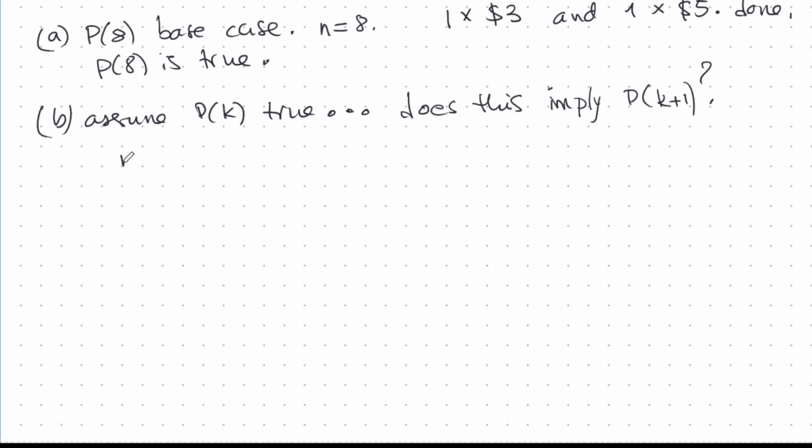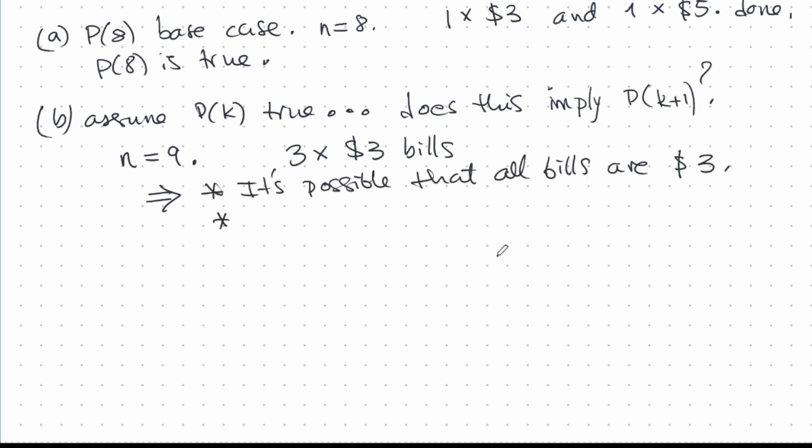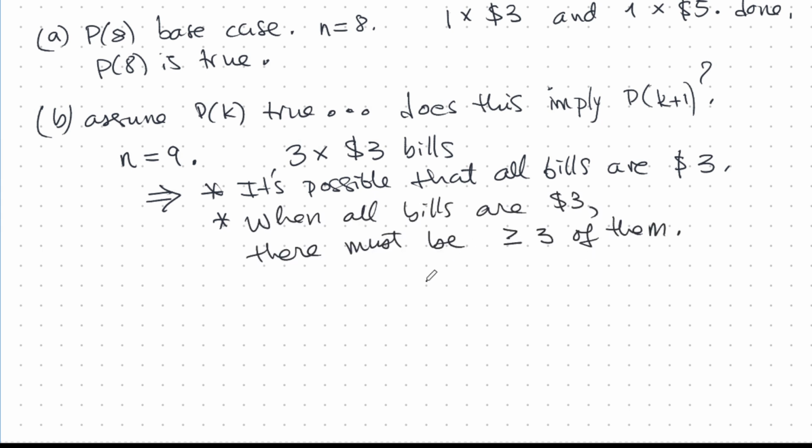Let's look at the situation when n is 9. Here, the only way to do it is to pay with all $3 bills. So three $3 bills does the job. Okay, so from this I learned two things. It's possible that all the bills are $3, because we see here for n is 9, this is the case. And also the minimum number of $3 bills in this situation is 3. So I can write it like this: when all the bills are $3, there's no 5s, there must be at least 3 or more of them. Now let's keep that in mind and begin some analysis.